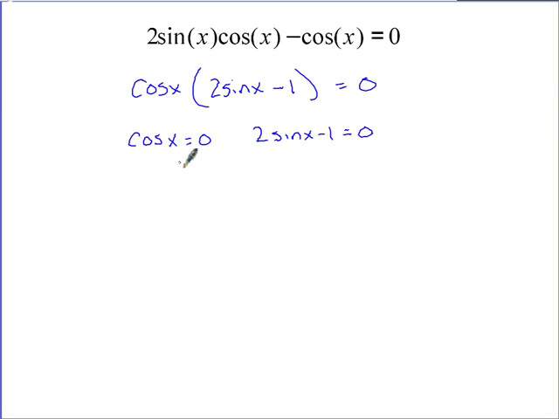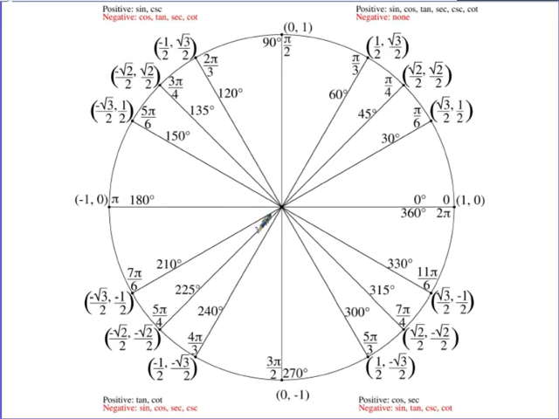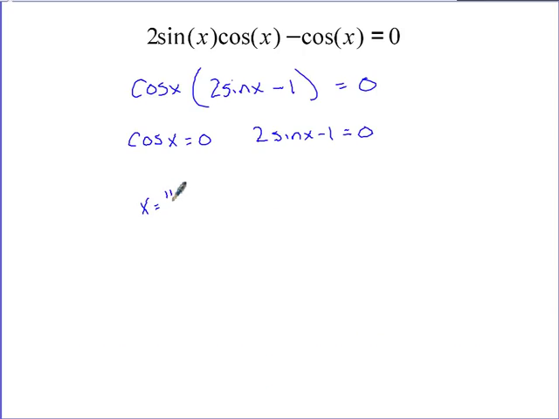So cosine of x equals 0, that's already done. I need to find values of x where cosine is 0. So I'm back on my unit circle. All right, cosine is 0 right here and right here. So pi over 2 and 3 pi over 2. So x equals pi over 2 or x equals 3 pi over 2.